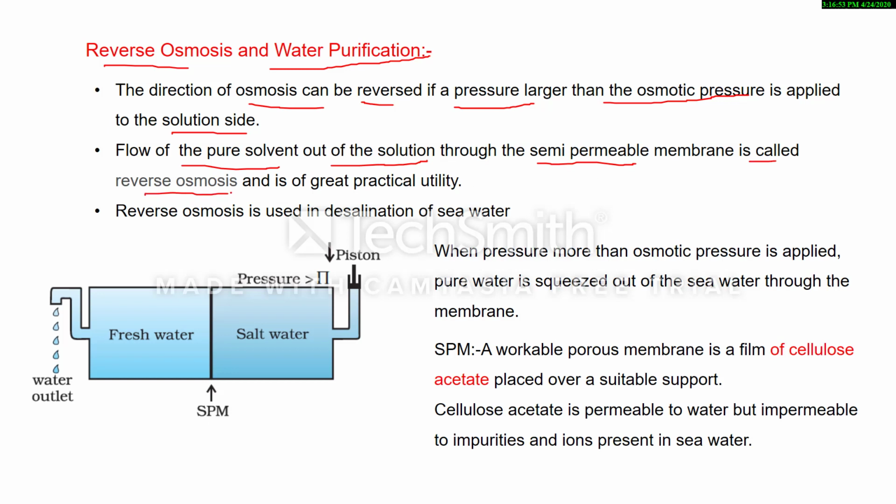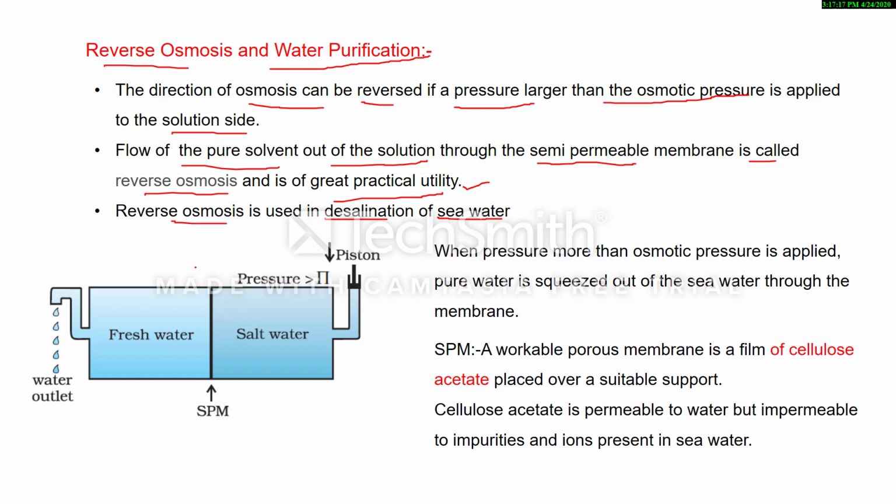See, now in this case, the solvent is flowing from the solution side to the solvent side. Is that clear? In case of osmosis, solvent flows from the solvent side to the solution side. Is it clear? This is of great practical utility, and generally reverse osmosis is used in desalination of seawater.